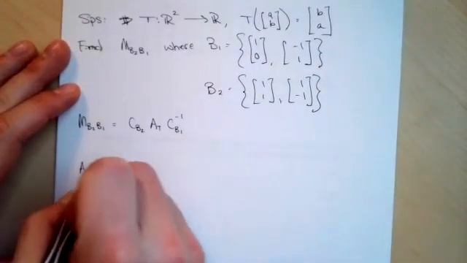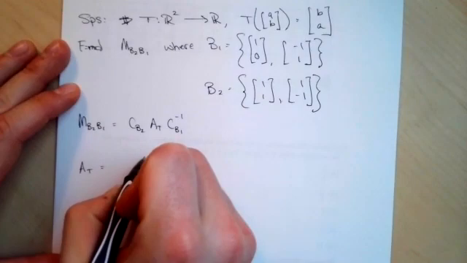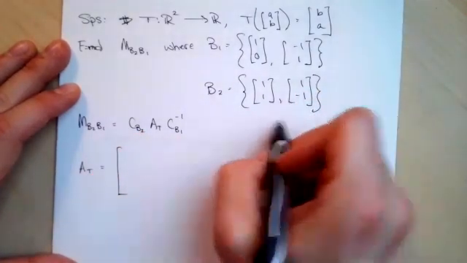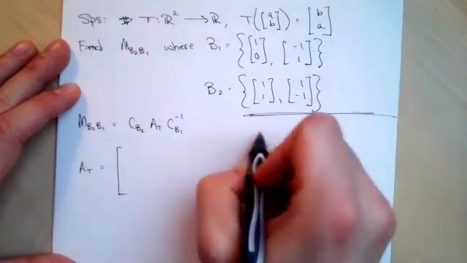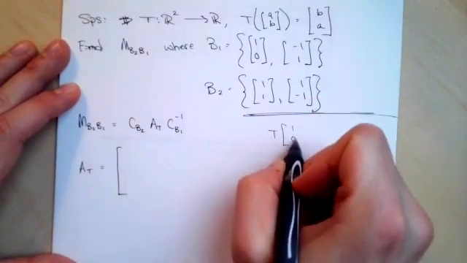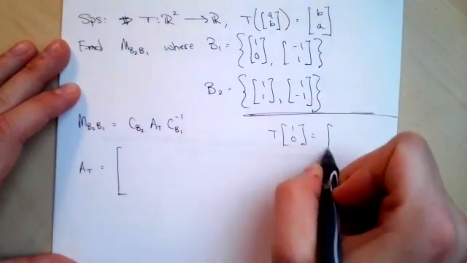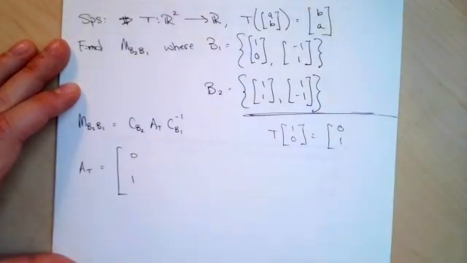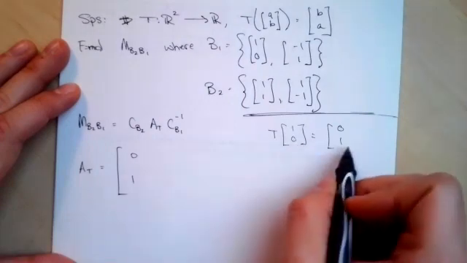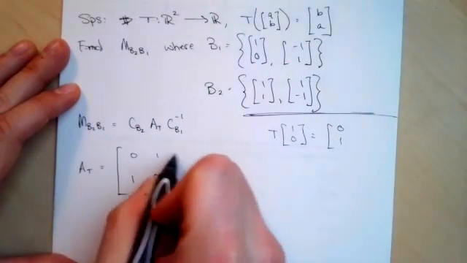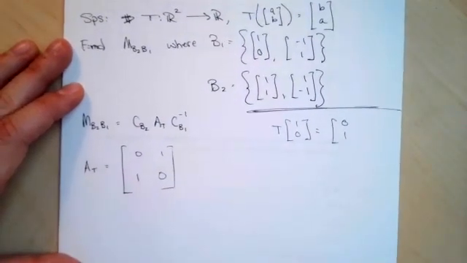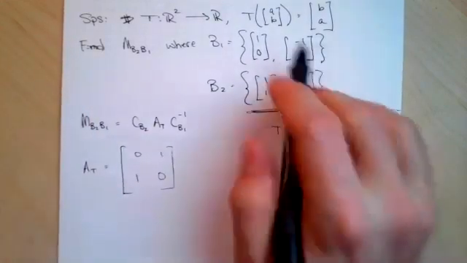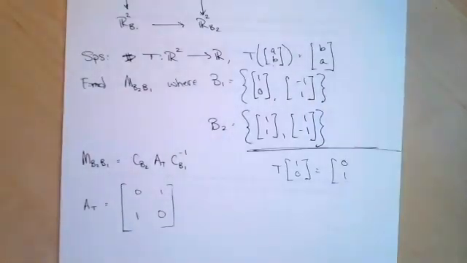So let's go through that. AT, easily enough, we should be able to deduce the columns. So just for some scratch work, of course, what's T of (1, 0) going to be? It's going to flip things. So it's going to go to (0, 1). So that should be our first column. Likewise, T of (0, 1) is going to flip, so it'll go to (1, 0). So that's an easy one. Matrix associated with T, not too complicated of a linear transformation.